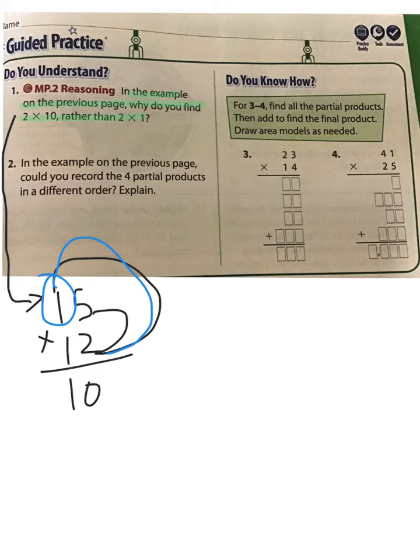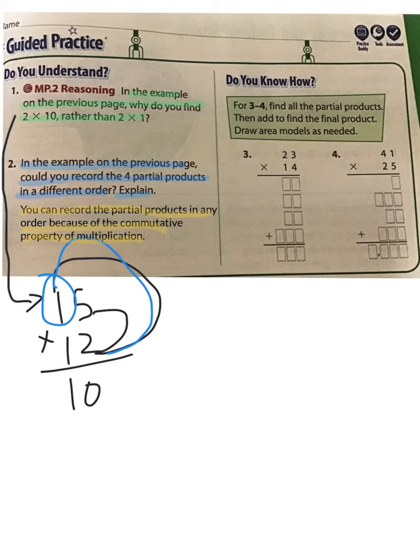Number 2. In the example on the previous page, could you record the 4 partial products in a different order? Explain. Yes, you absolutely could. Because of the commutative property of addition, it does not matter what order that you add the numbers in. They can be added in any order as long as you have all of them. Please write this in your math notebook.